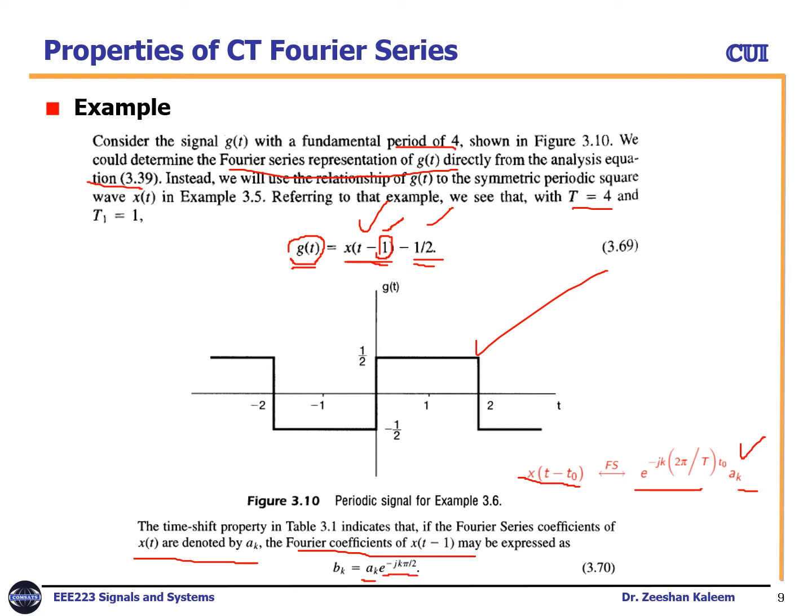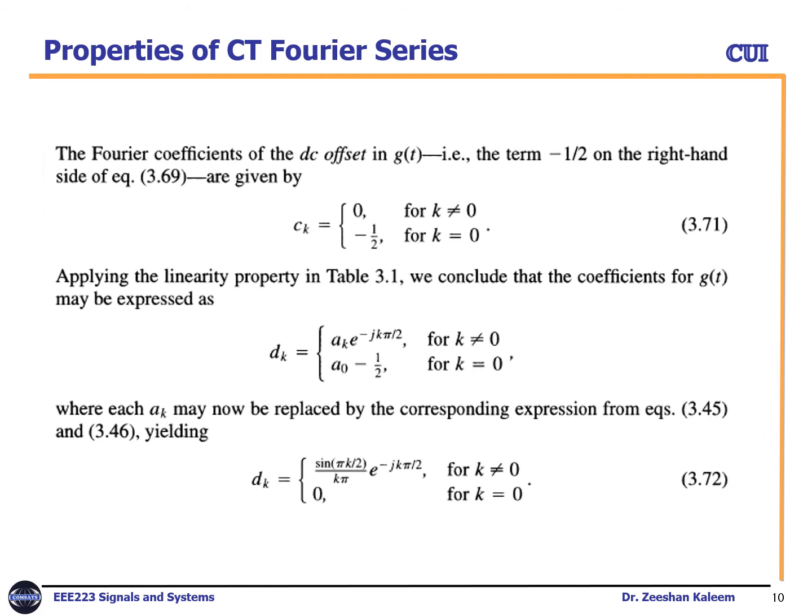How do we get the k pi/2? If you put the time period as 4, then 2 pi over 4 gives you pi/2. So b_k equals a_k e^(minus jk pi/2), and that is the Fourier series coefficient b_k. Now the other term was minus 1/2. This is the DC offset. There is no other term except the DC component.